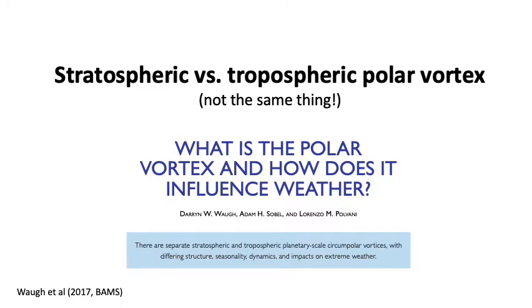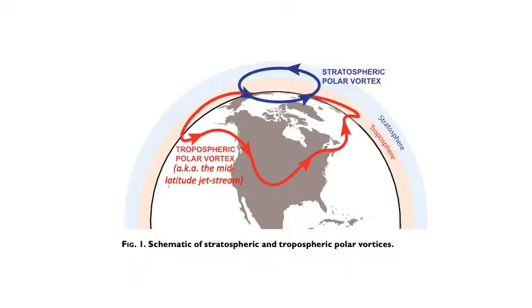So I'm just going to show you some figures from a really nice and accessible paper by Waddell in 2017 in BAMS that's titled "What is the Polar Vortex and How Does It Influence Weather?" The takeaway point here is that there are separate stratospheric and tropospheric planetary scale circumpolar vortices with differing structure, seasonality, dynamics, and impacts on extreme weather. So I'm just going to go through their figures to highlight this.